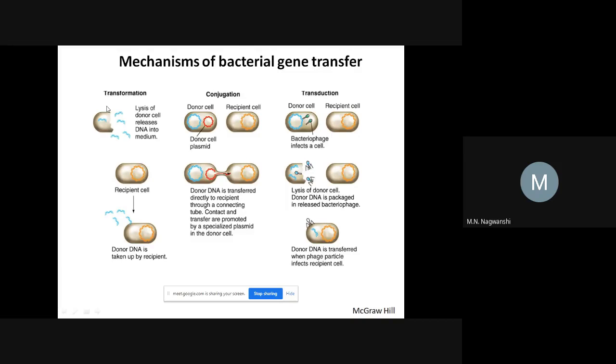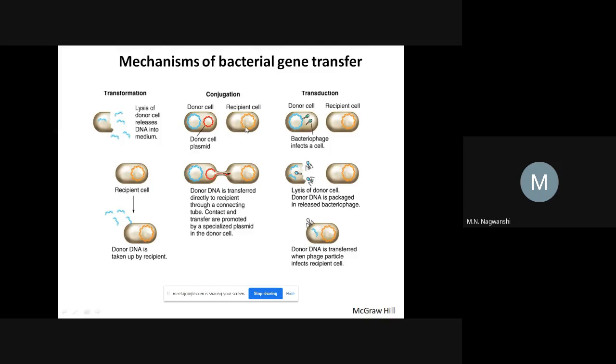The first method is transformation. The desired gene is isolated from the bacteria, fragmented, and released in the medium. This is the recipient bacteria which is present in the medium, and this bacteria absorbs the foreign DNA fragments that are released in the medium. So this bacteria is called the recipient bacteria, and the DNA is called foreign DNA.